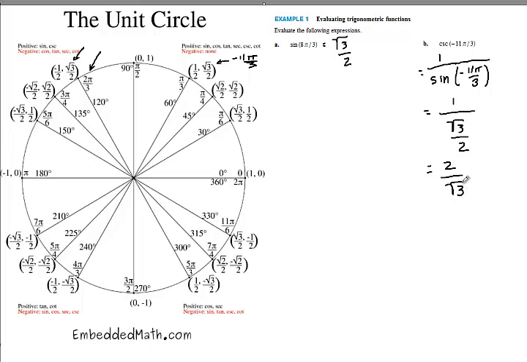Some mathematicians might have a fit over this, so they would want you to rationalize this denominator. And how you would rationalize that denominator would look something like square root of 3 times square root of 3 is square root of 9, and that's what it would look like rationalized.